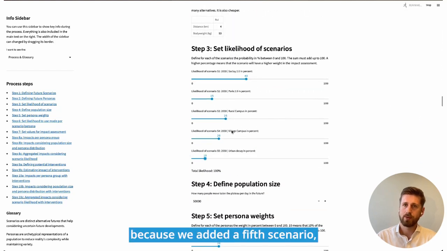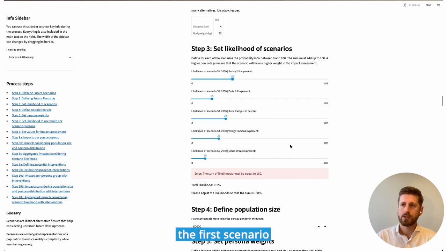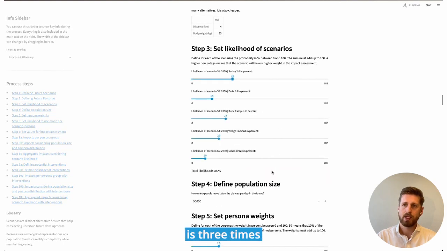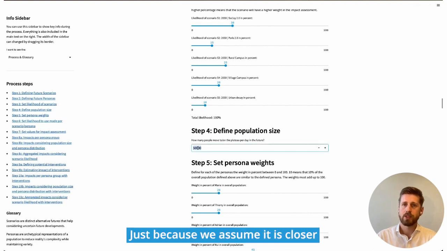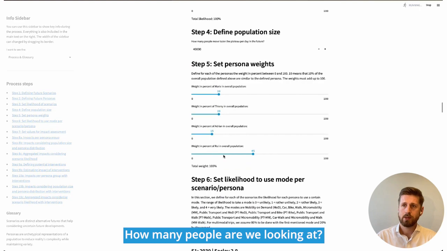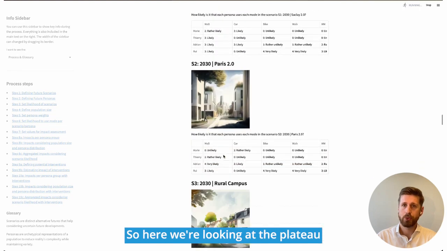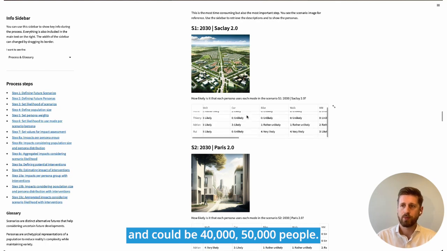Then, because we added a fifth scenario, we need to adapt the likelihood because they need to add up to 100. So it's, in this case, for example, the first scenario is 3 times as likely as the fifth one, just because we assume it is closer to what we expect to happen. How many people are we looking at? So here we're looking at the plateau just south of Paris and can be 40,000, 50,000 people.